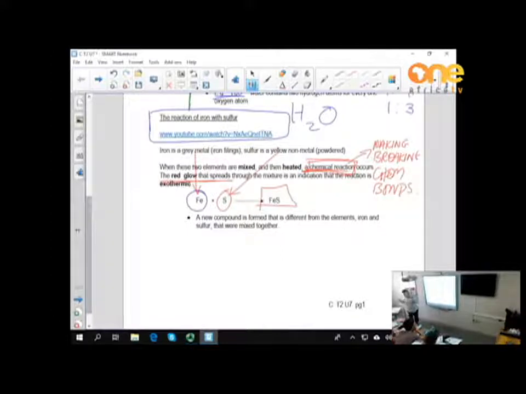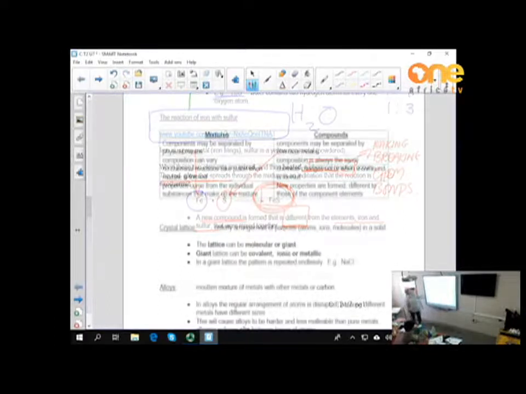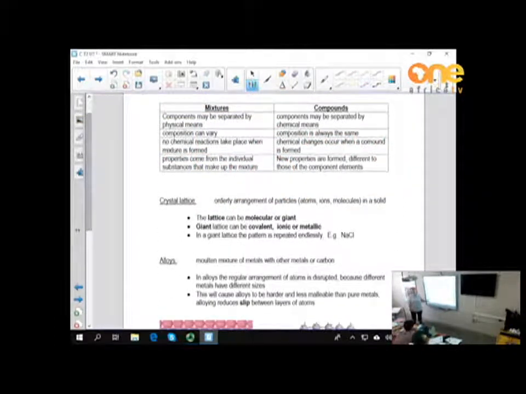But now we get new properties, because over here we have a new substance. This iron sulfide will have its own specific melting and boiling point. It will have its own specific density that will differ from that of iron and sulfur, because once we get new chemical bonds, the stuff changes and it forms something unique. A new compound is formed, and this compound is different from the elements, iron and sulfur, that were mixed together to make it. Which brings us then to a comparison between mixtures and compounds.